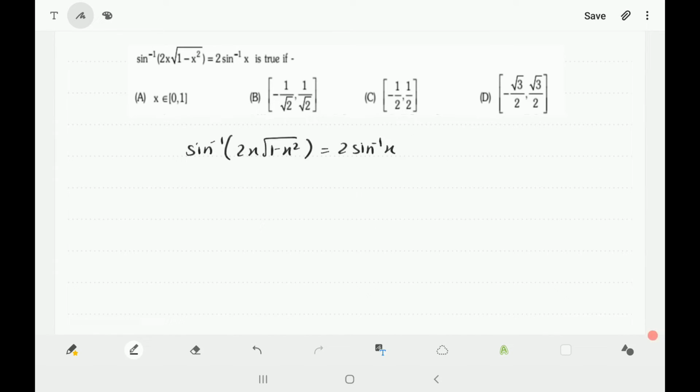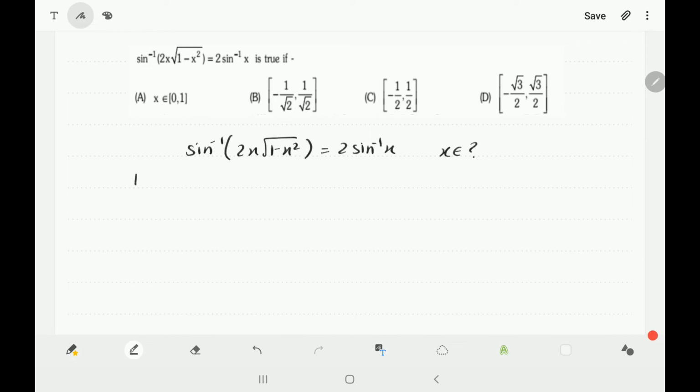In this problem, it is given that sin inverse of 2x under root 1 minus x square is equal to 2 sin inverse x. This is true for which values of x? So we have to find the values of x for which this statement is true. Now this statement is not true for all x belonging to the closed interval minus 1 to 1, because there might be some constraint on the principal value branch. So let's try to solve it.